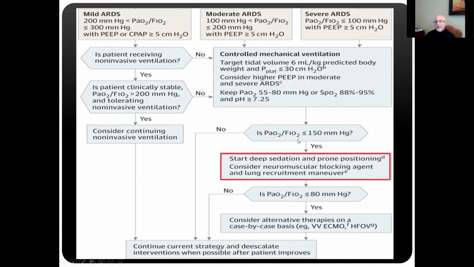If the patient's PF ratio is less than 150, one should initiate deep sedation and prone positioning, as well as neuromuscular blocking agent with lung recruitment maneuver. If the patient's PO2 and FiO2 ratio is less than 80, one should consider other alternative therapies on a case-by-case basis, including VV ECMO.